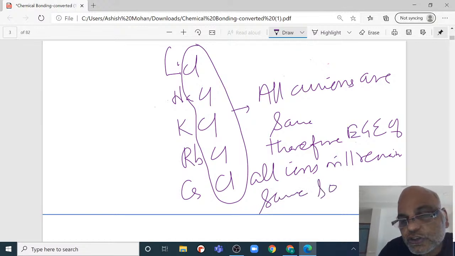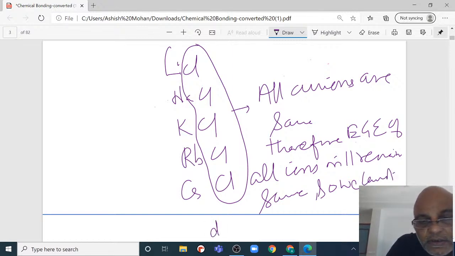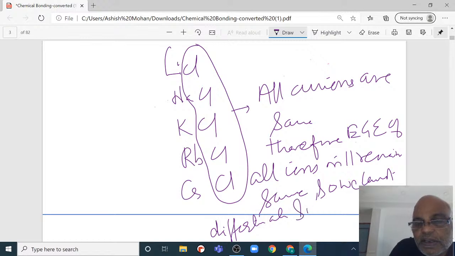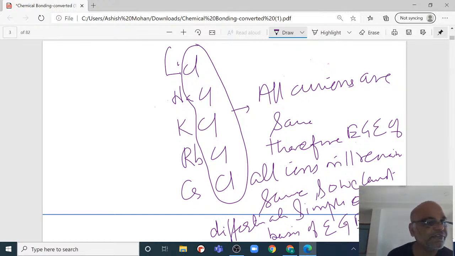So we cannot differentiate simply on the basis of electron gain enthalpy. Simply on the basis of electron gain enthalpy, we cannot differentiate. So we have to see ionization enthalpy.